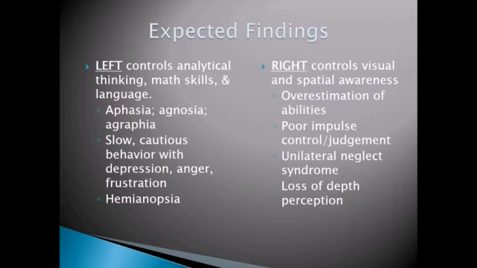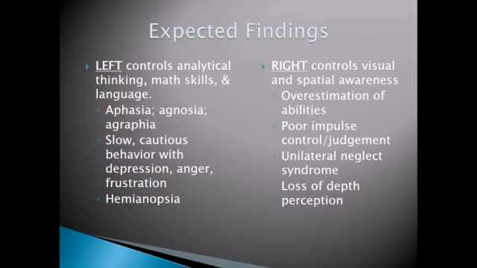What you see in patients that have experienced right-sided damage, they tend to overestimate their abilities. Okay, this person can be completely paralyzed on that left side, but they truly believe that they can get up and walk. Okay, so they overestimate their abilities. They have poor impulse control and judgment. They are a major safety risk.